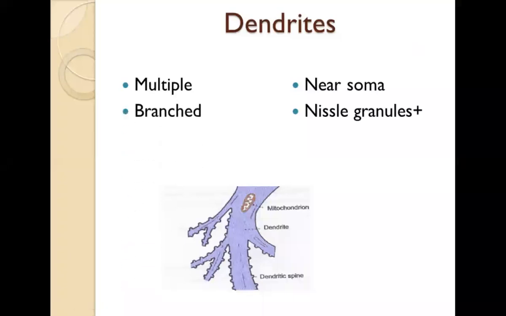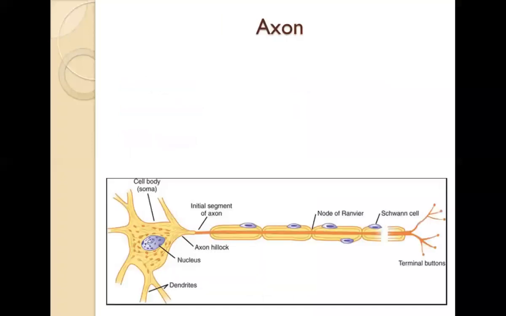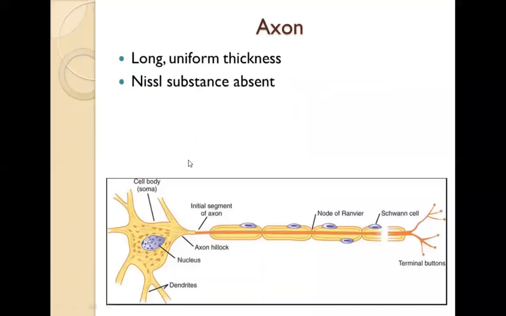Then just a few extra points: the dendrites will contain Nissl bodies as well. The spelling is N-I-S-S-L. And the dendrites are branched and multiple. They are irregular as well, whereas the axon will be long and have a uniform thickness. Nissl substance is absent, and in the entire length of the axon, there is no branching.